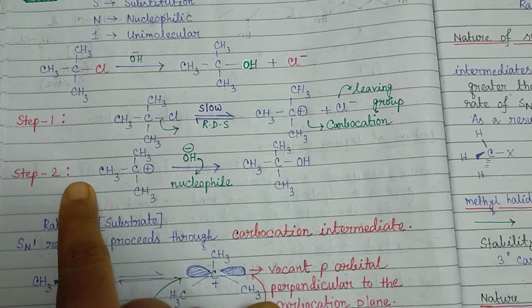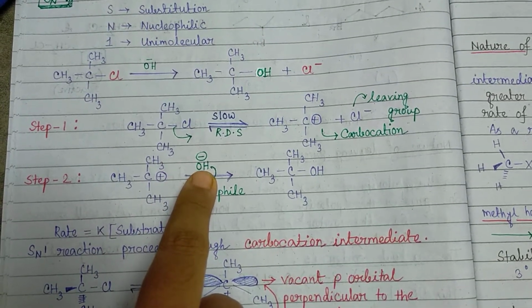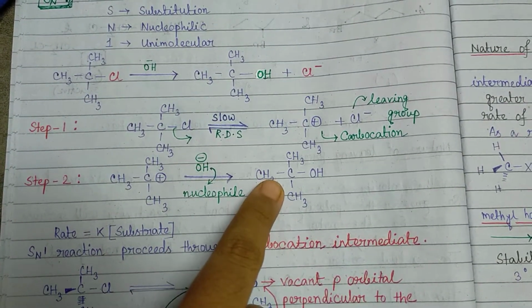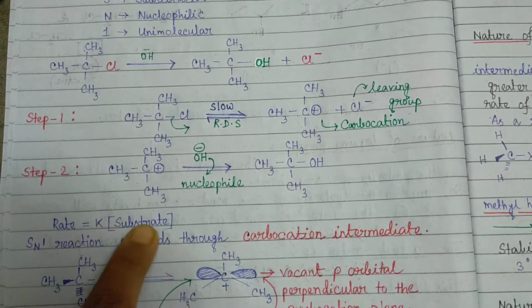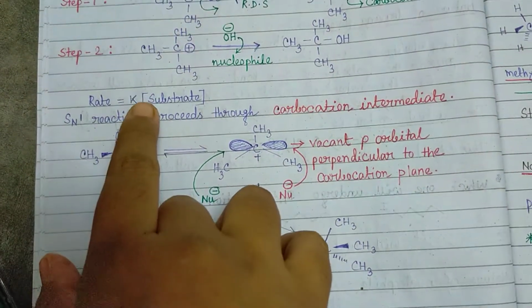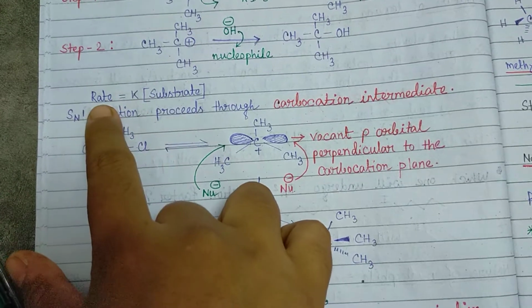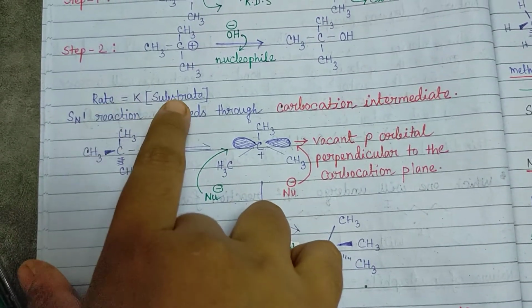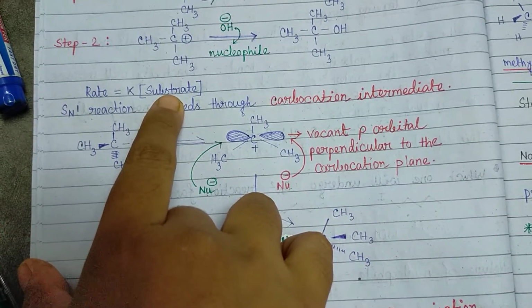For the second step, the carbocation is attacked by the nucleophile OH minus and the product is tertiary butyl alcohol. So the rate equation of this SN1 reaction will be: rate equals rate constant times the concentration of substrate. So the rate of this SN1 reaction will depend on the substrate concentration only, not on the concentration of the nucleophile.